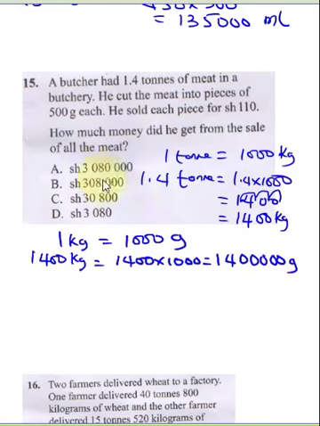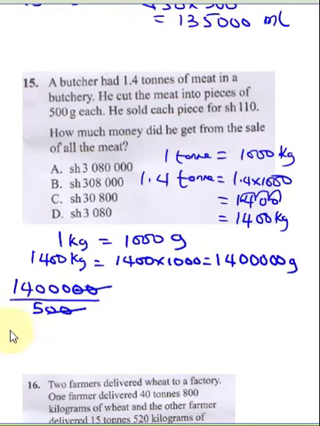So now remember the question says he cut the meat into pieces of 500 grams each. Now to get the pieces, we are going to do 1,400,000 divided by 500 to get the number of pieces he cut them into. So to divide this, 2 zeros cancel 2 zeros. 5 into 14, we are going to have 2, remainder 4. 5 into 40, you're going to get 8. Then you have your 2 zeros. So that will be 2,800 pieces. Okay, so now we've been able to get the number of pieces he cut them into.